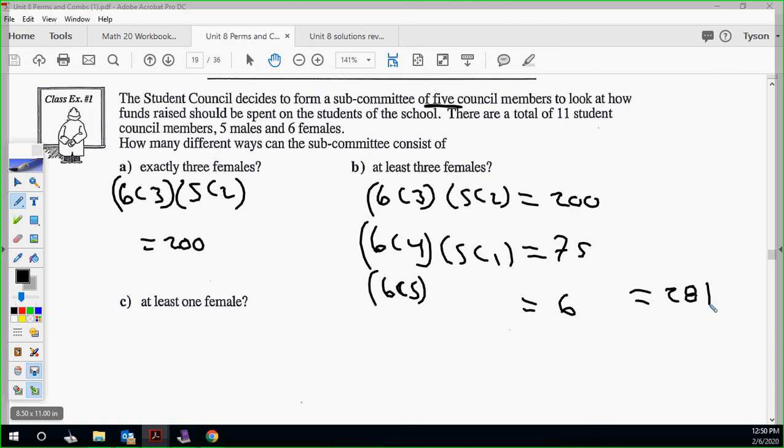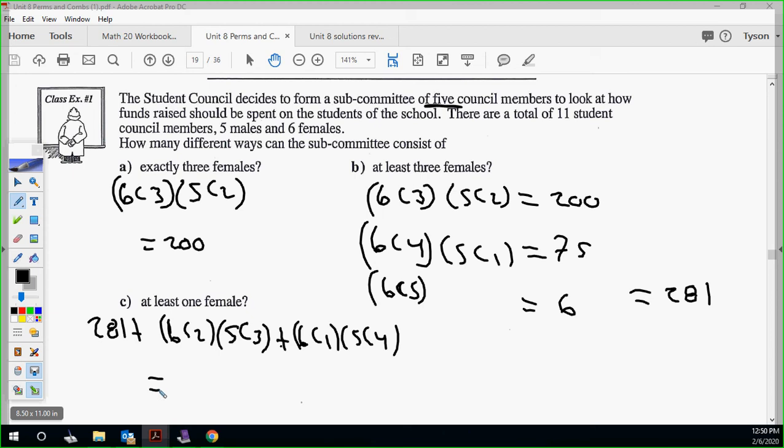What's that going to look like here? You can take the 281 we just did, and go plus the 2 females and 3 males, 3 females and 4 males... so 281 plus, that's the 3, 4, 5. So it would be 6C2 times 5C3, plus 6C1 times 5C4. So you can continue the addition way. If you do that, you're going to get 461. And over here, I'm going to show you the subtraction way.